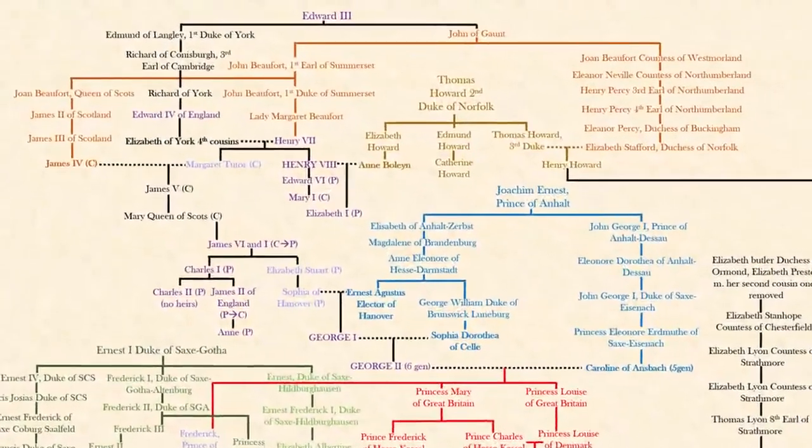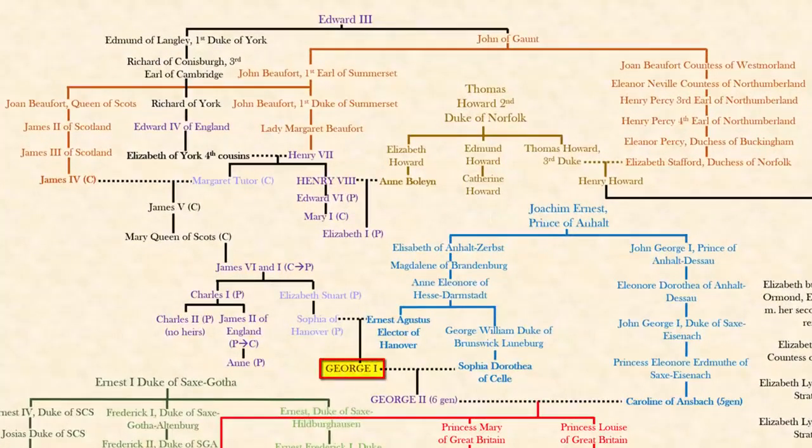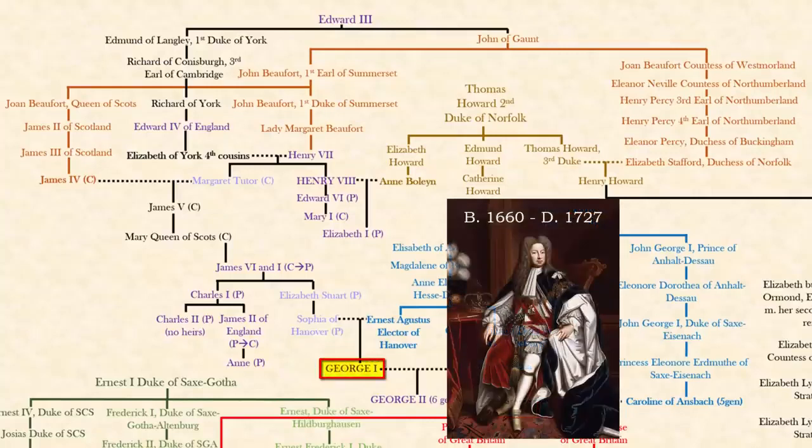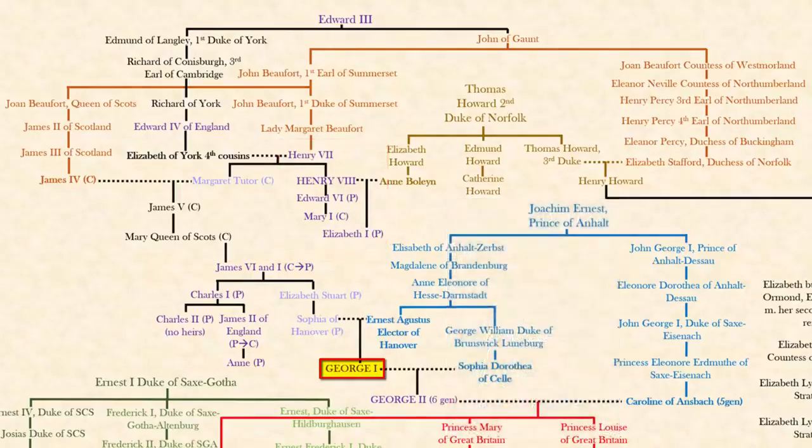We are going to start off with George I. George I was the first British monarch of the House of Hanover. Before that, we had the House of Stuart, which was the Scottish line, and before that, the Tudor dynasty, which was Elizabeth I and Henry VIII. We're going to see them later on, but let's first talk about George I.